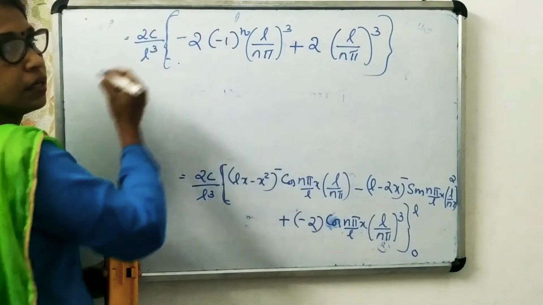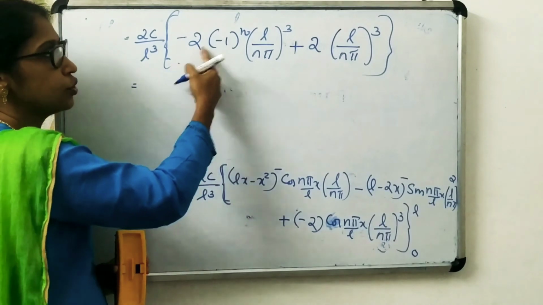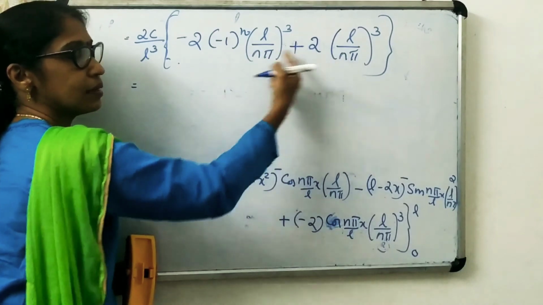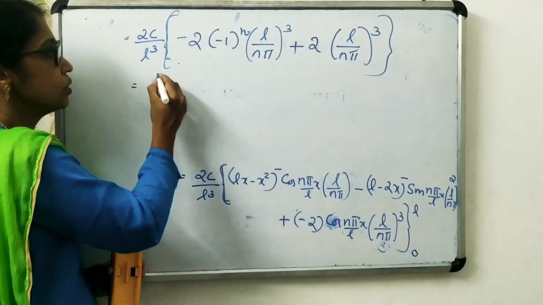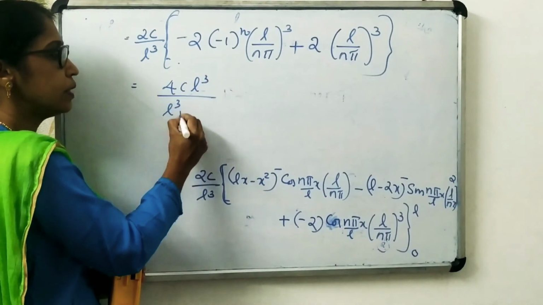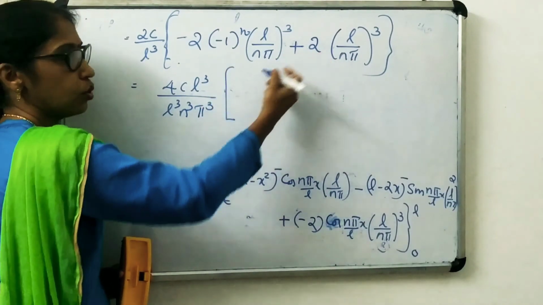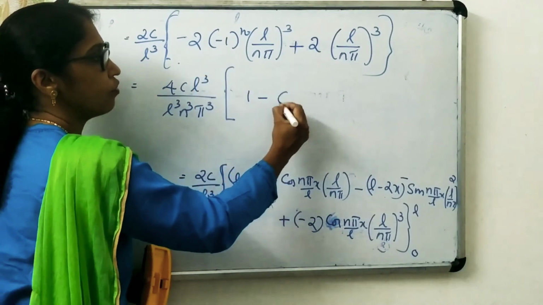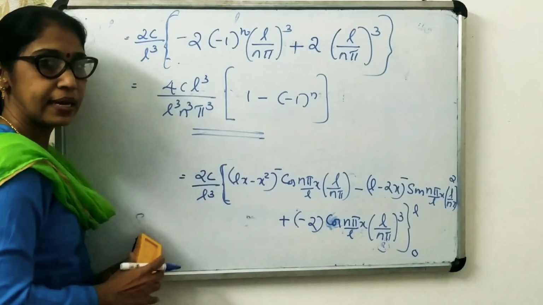Okay, this is equal to this. What is the common term here? 2 into L cube by n cube pi cube. Both these terms contain 2 L cube by n cube pi cube. I am taking it outside. So this becomes 4c L cube by L cube into n cube pi cube, into, here only 1 remains, so 1 minus (minus 1) raised to n. So this is the Bn.